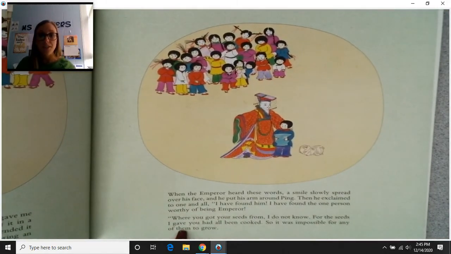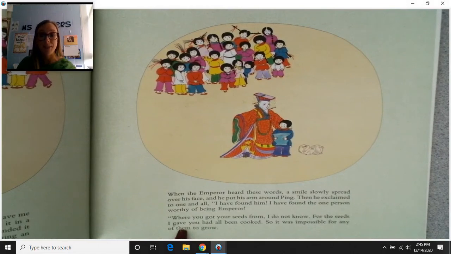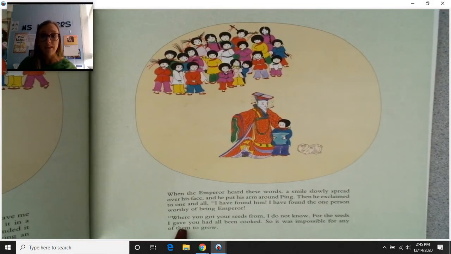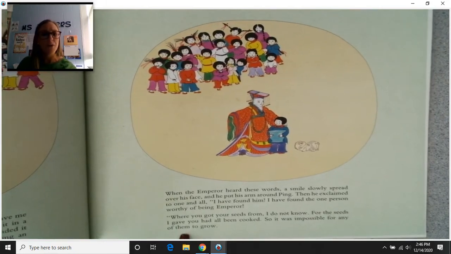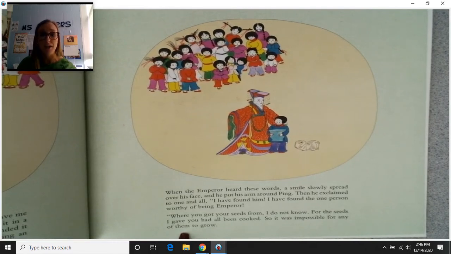When the emperor heard these words, a smile slowly spread over his face, and he put his arm around Ping. Then he exclaimed to one and all, "I have found him. I have found the one person worthy of being emperor. Where you got your seeds from, I do not know, for the seeds I gave you had all been cooked, so it was impossible for any of them to grow."